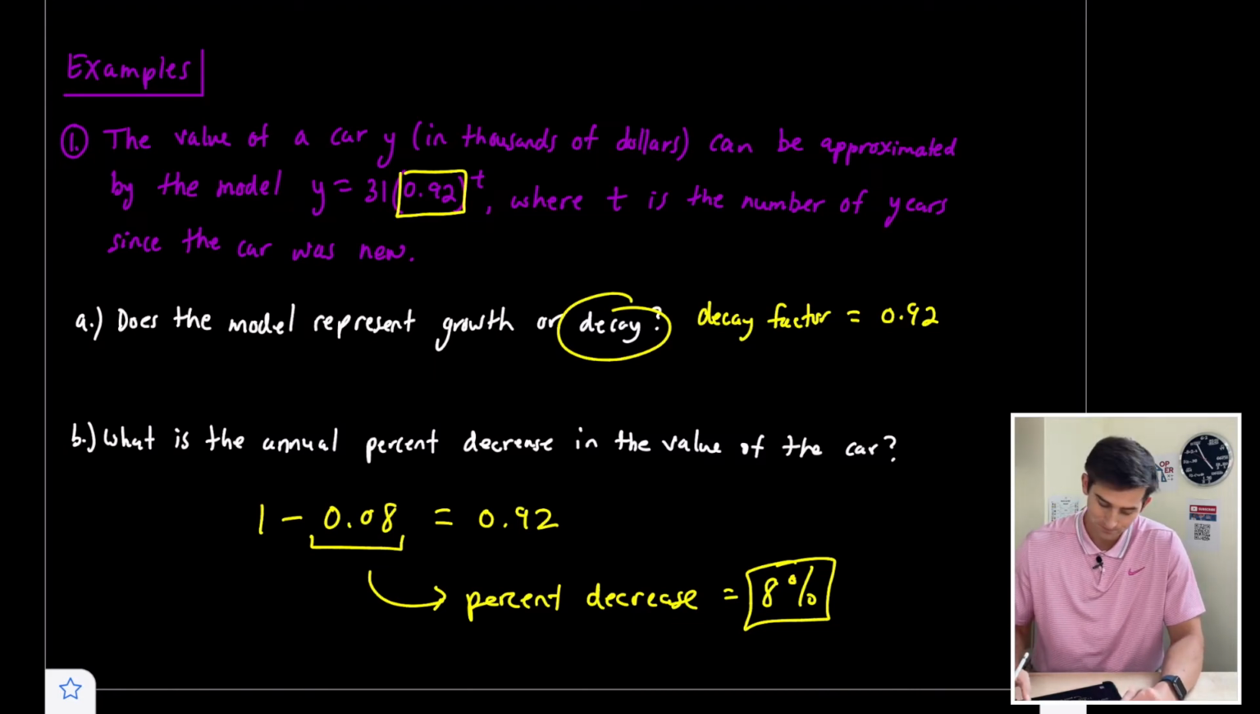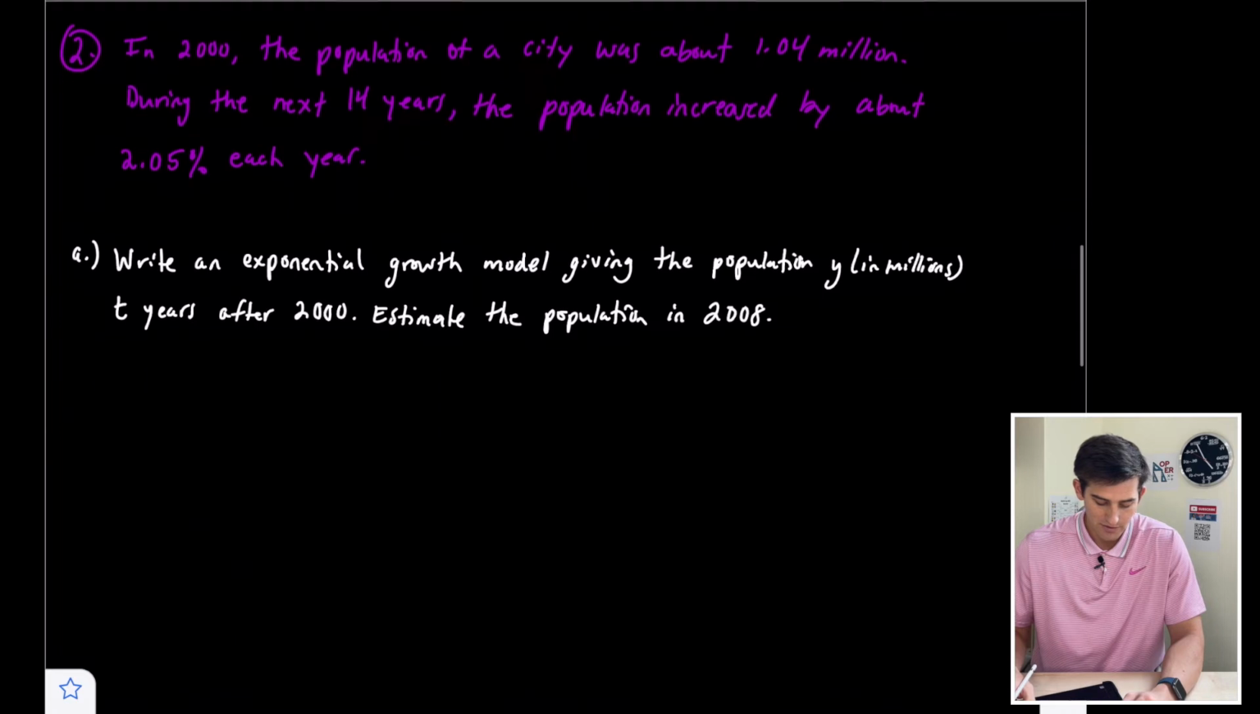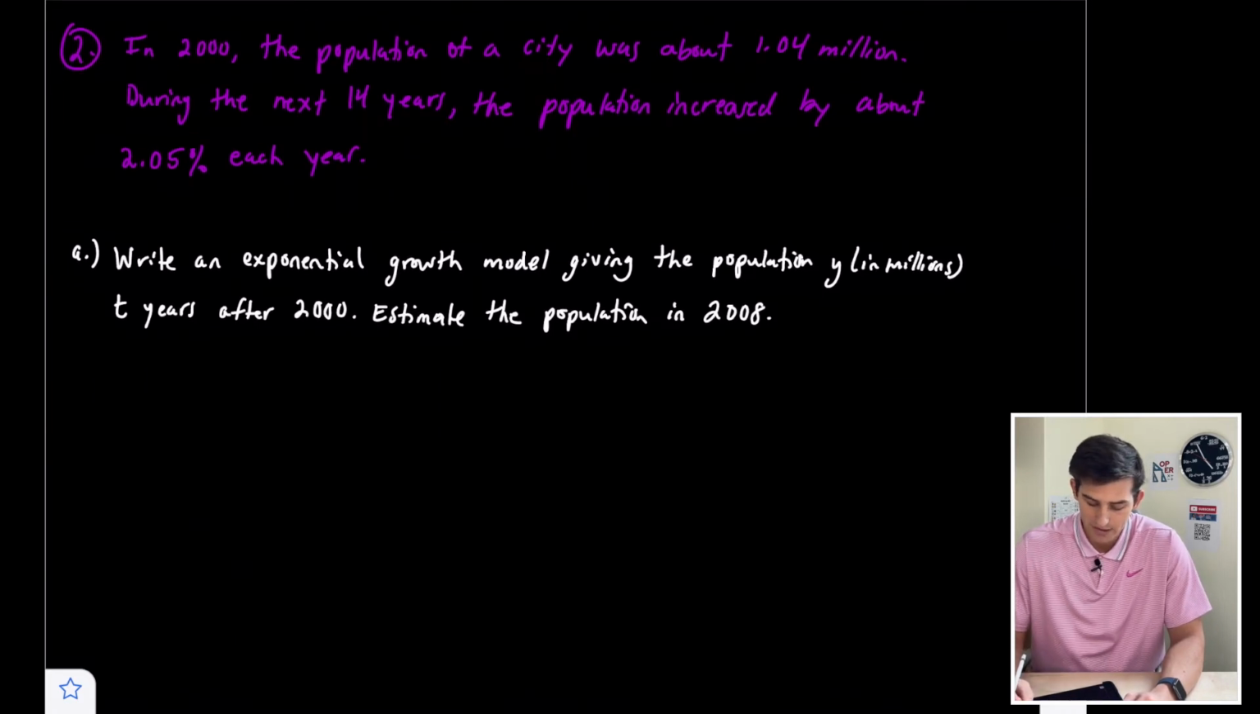So we would say that this car is decreasing in value approximately 8% each year, which typically is what happens with vehicles. All right, number two. In 2000, the population of a city was about 1.04 million. During the next 14 years, the population increased by about 2.05% each year. We want to write an exponential growth model giving the population y in millions t years after 2000 and estimate the population in 2008.